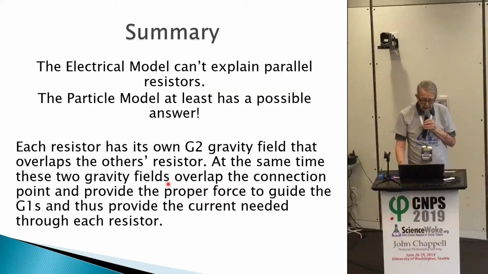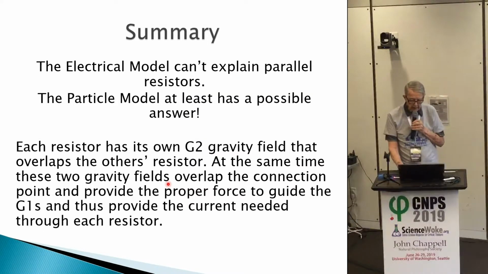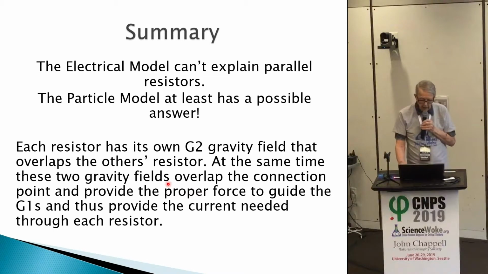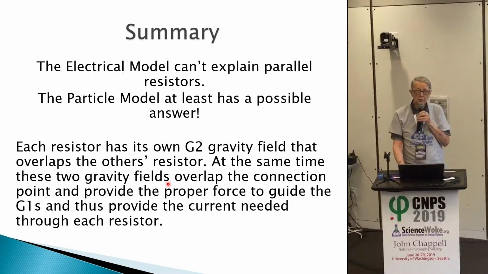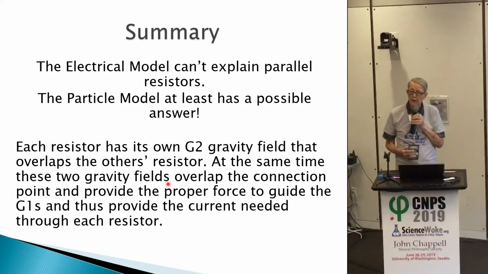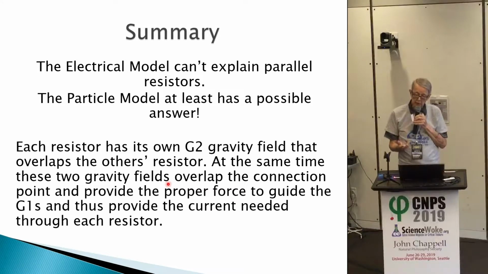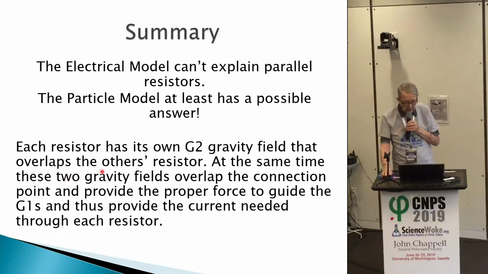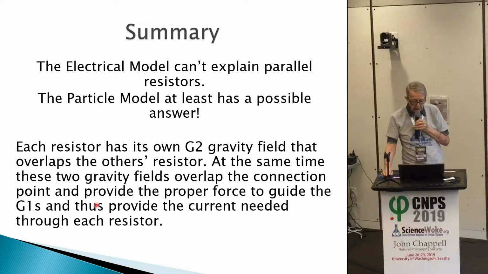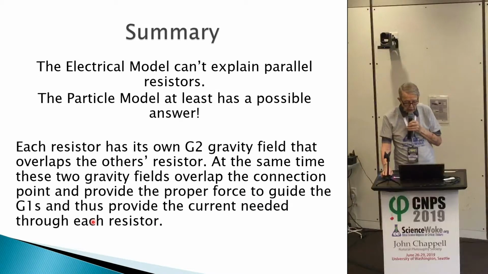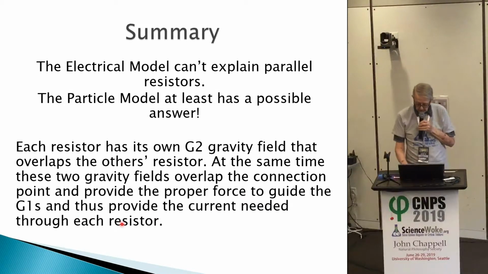Okay, in summary, the electrical model, the standard model, cannot explain parallel resistors. The particle model has at least a possible answer. Just like my previous talk, I can't say this is the answer. All I can say is this is a possible answer, and there's a way to test it. Each resistor has its own G2 gravity field that overlaps the other resistors. At the same time, these two gravity fields overlap the connection point, and they provide proper force to guide the G1s through and thus provide the current needed through each resistor.